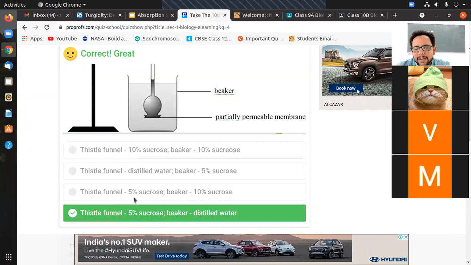Now, if the Thistle funnel has 5% sucrose inside and outside is 10% sucrose, in that case also water will move from inside to outside, because this is again a partially permeable membrane. It will only allow the movement of water, and this is the dilute solution, while outside is the concentrated solution in the third case. So the water level should again decrease. So the only possible option is the Thistle funnel with 5% sucrose inside and distilled water outside. The distilled water from the beaker will move inside and the water level will increase.